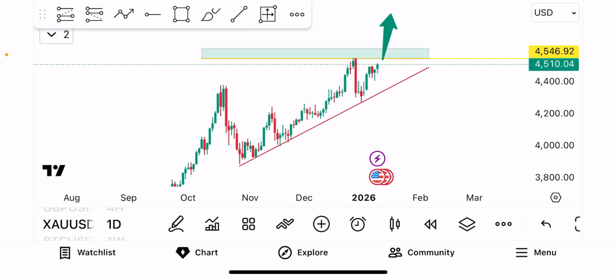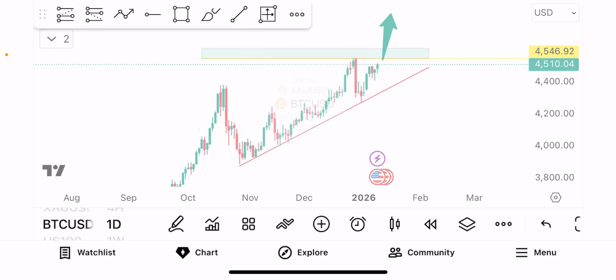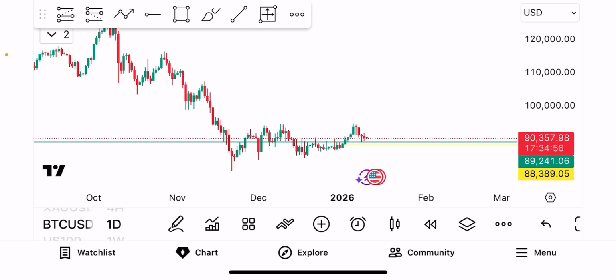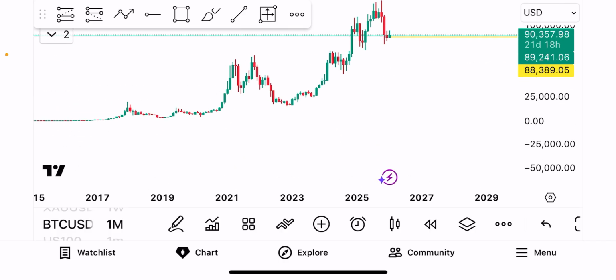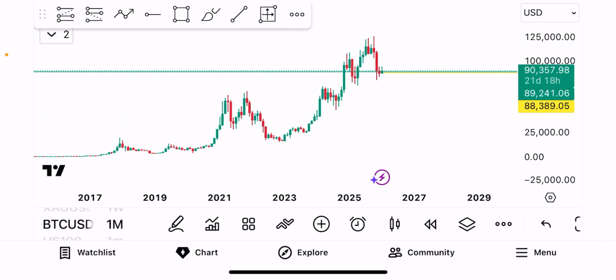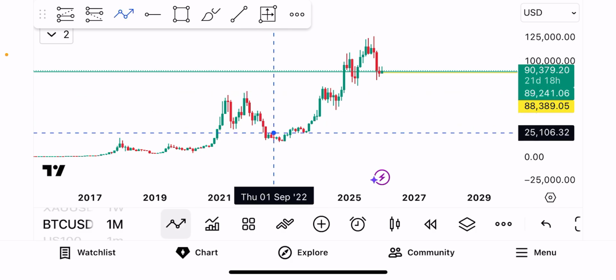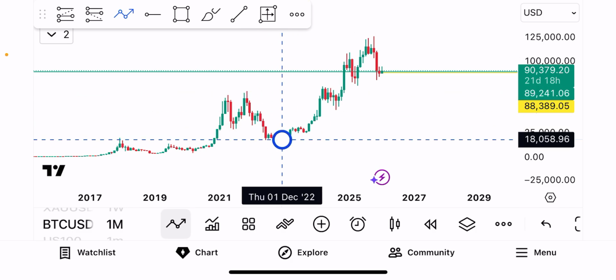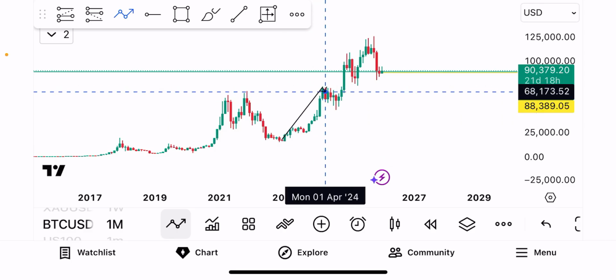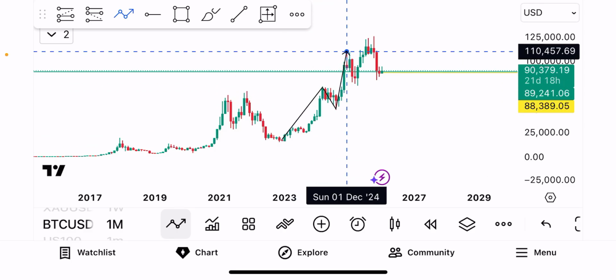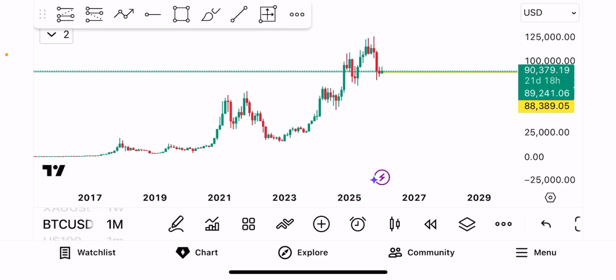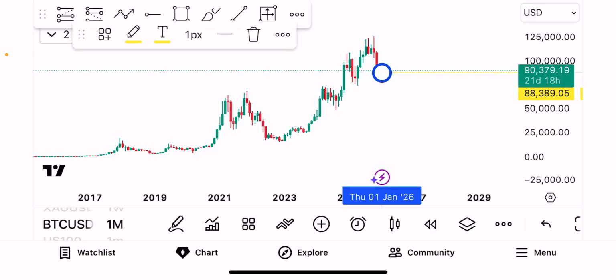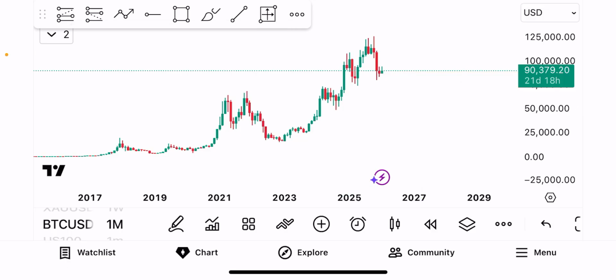So the next pair we want to check is BTC USD. Now BTC USD from the monthly time frame, we can clearly see that we've been having, I'll start from here, a series of higher high, higher low, higher high, higher low, higher high. So the structural move on BTC USD is strongly bullish.